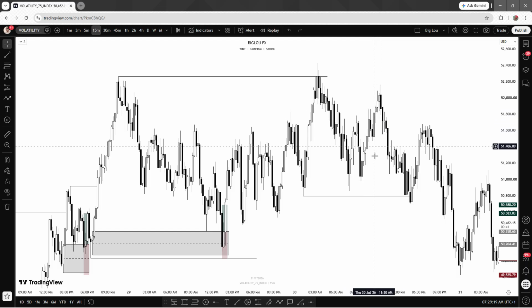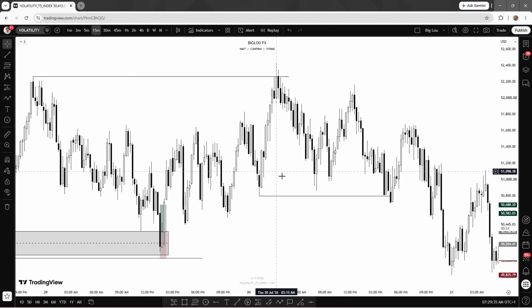We start looking for bearish trade setup. We start looking for what? Bearish trade setup. Because price did not break this high with a body. If price had broken that high with a body, we would have looked for valid demand zones.